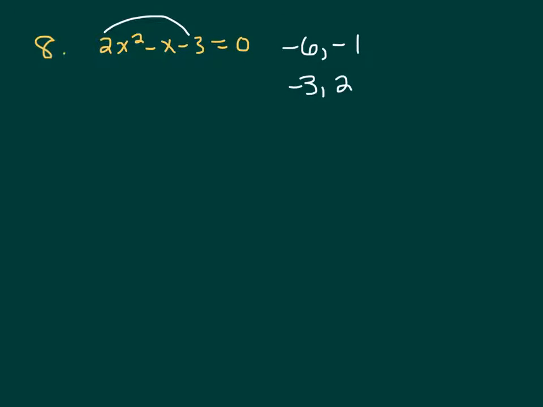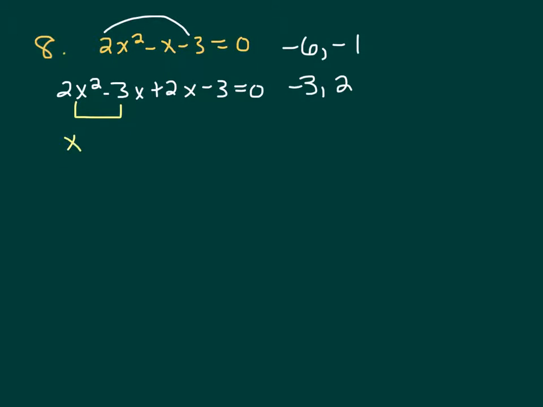So that's what we're going to split this guy up into. It's negative 3x and positive 2x. We get 2x squared minus 2x. Just kidding, minus 3x. Then plus 2x. Still minus 3 equal to 0. Now pair them up. Factor these guys.